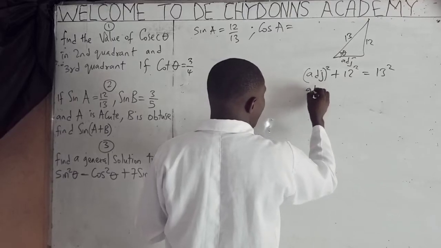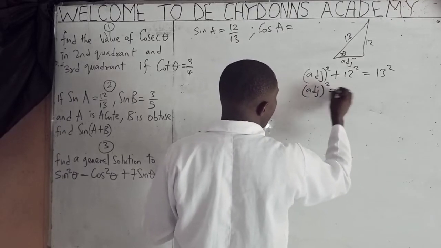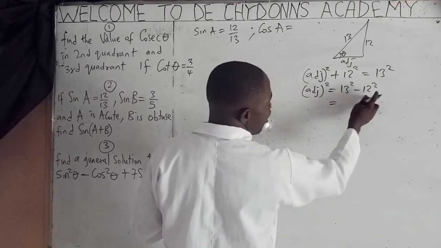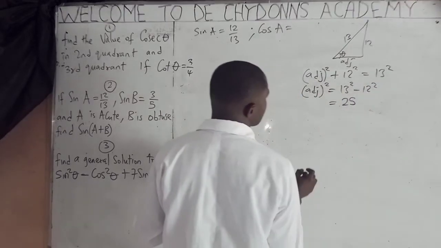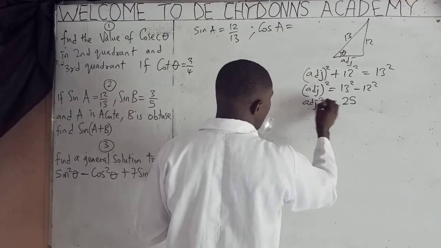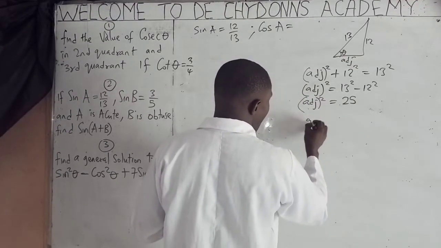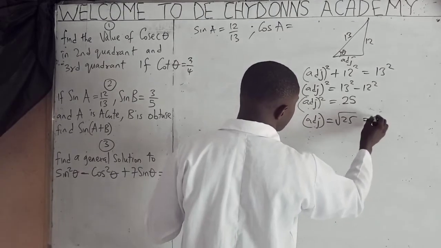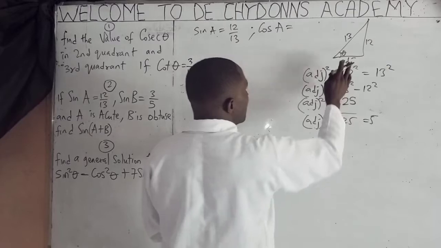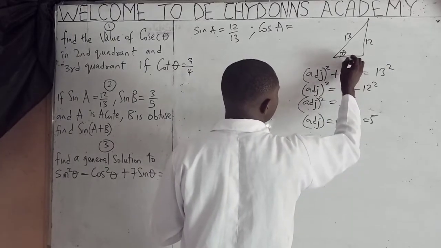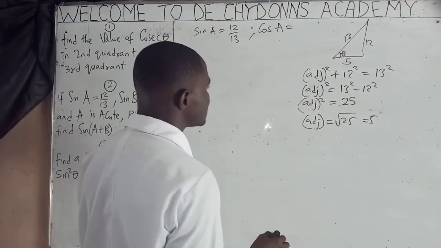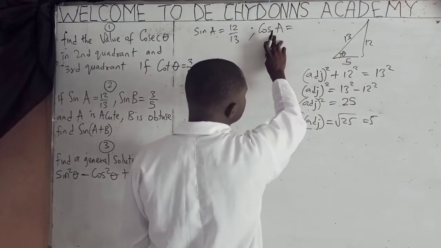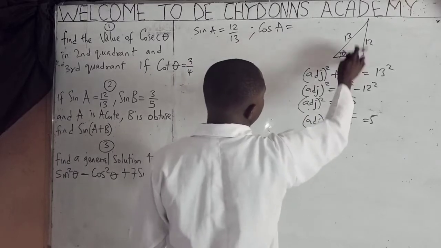Then adjacent squared equals 13 squared minus 12 squared. That is 169 minus 144, which is 25. Adjacent squared equals 25, so adjacent will be equal to the square root of 25, which is 5. So this adjacent side is 5. What is cos? Cos means adjacent over hypotenuse, 5 over 13.